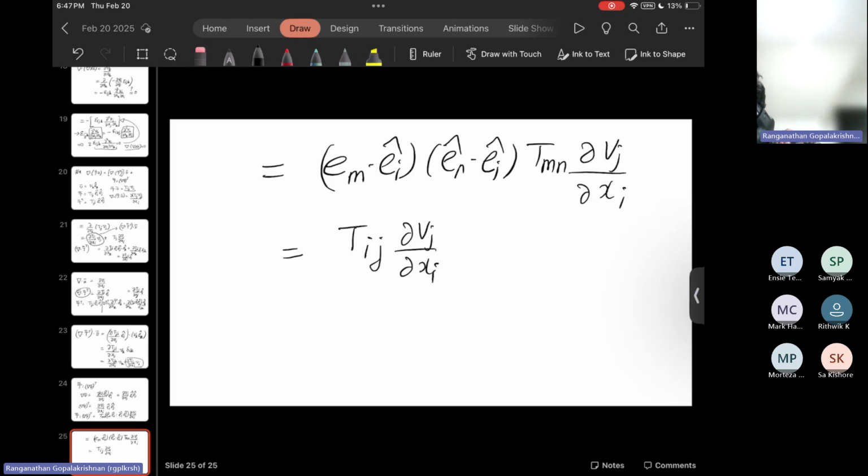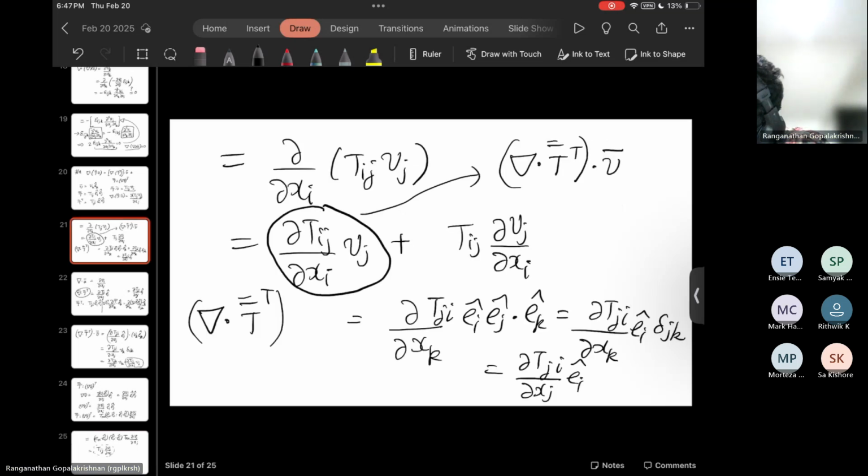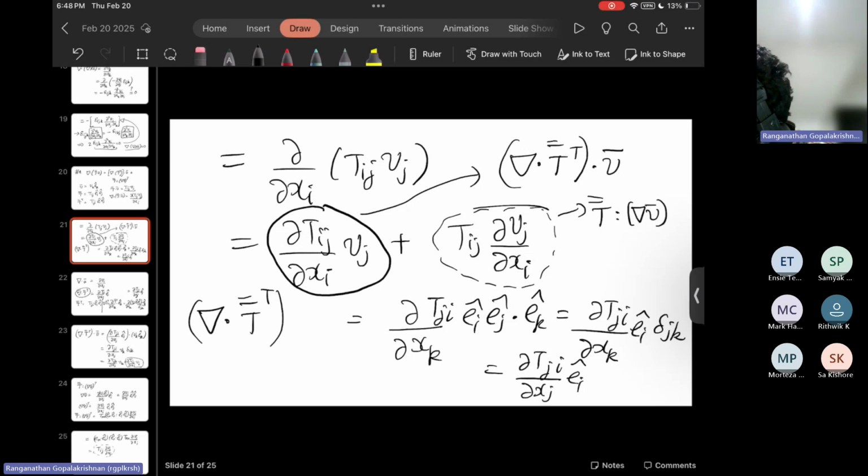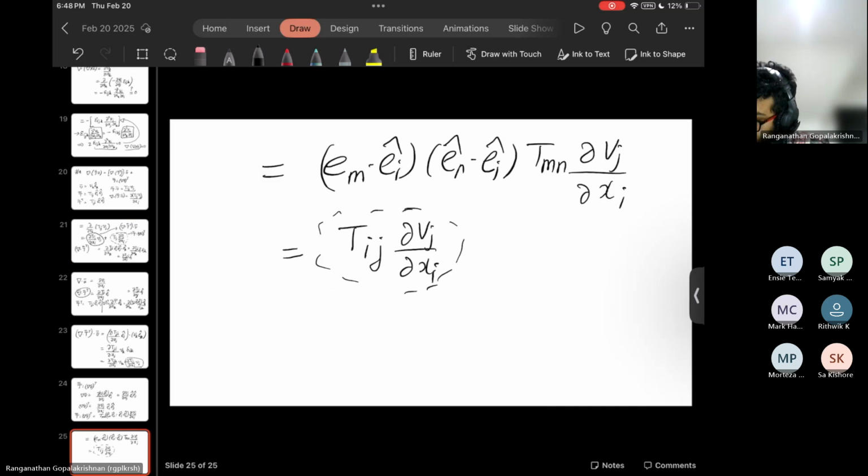Is this what we have from previously? So this quantity here, take a look. Let's go back here and check if we got the same quantity here. This is T double contraction gradient of V transpose. So that proves our left side equal to right side.